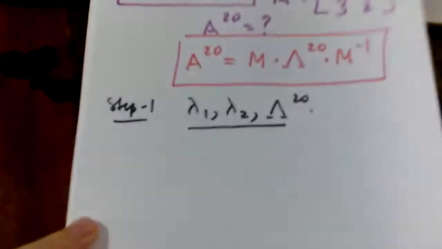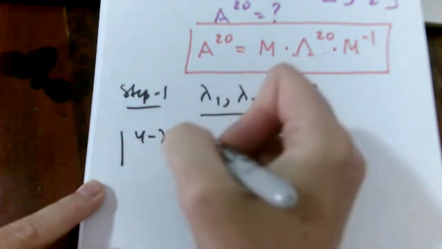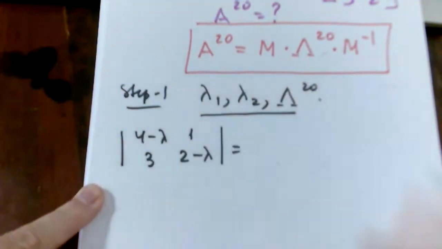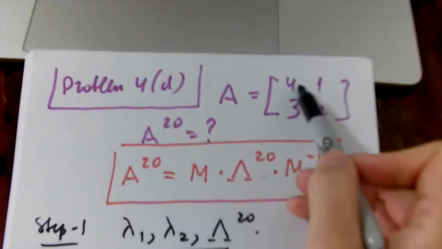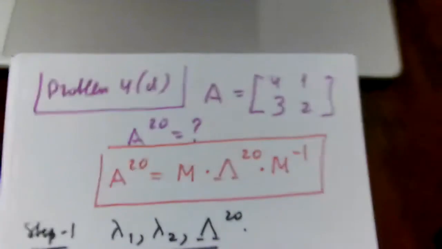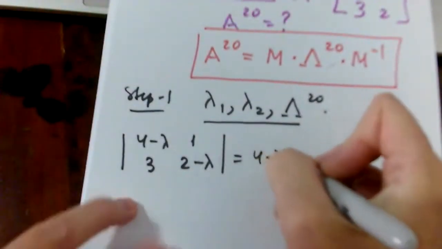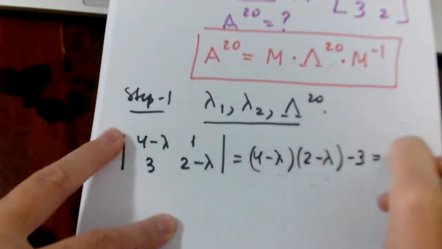It's the easiest step, the shortest one, probably. So (4 - λ)(1)... 3 times (2 - λ) is equal to 0. I'm just using my initial matrix, and I'm subtracting lambda from each diagonal element. Next we need to expand this: (4 - λ)(2 - λ) - 3 = 0.